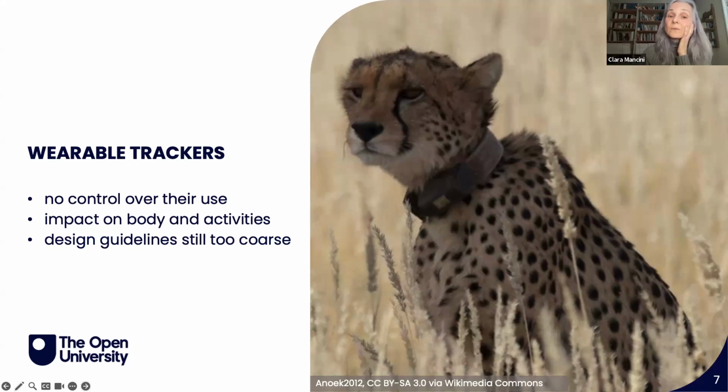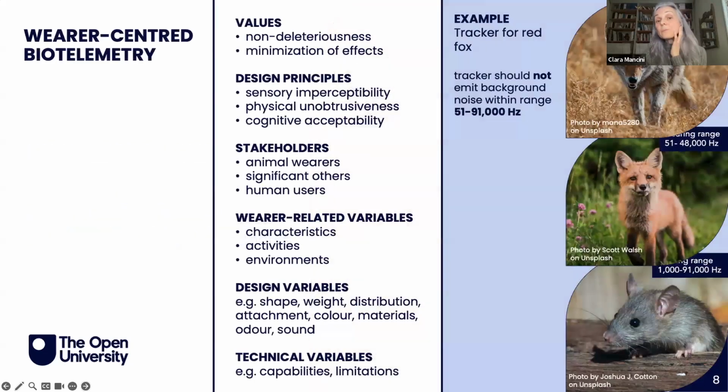And existing guidelines for designing these devices still tend to be rather coarse and ad hoc. So we adapted values and principles informing the design of human wearables to develop a framework that could support a wearer-centered approach to the design of animal wearables. The framework is underpinned by the fundamental values of non-deleteriousness and minimization of effects, and by three design principles stating that the presence of tracking devices on the animal's body should ideally be imperceptible, or at least unobtrusive, or at the very least cognitively acceptable to them.